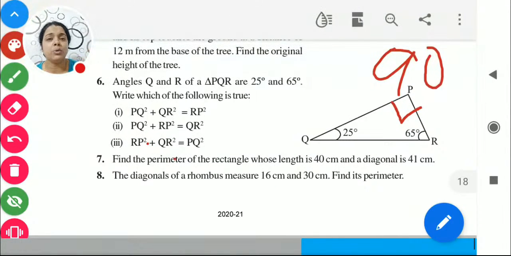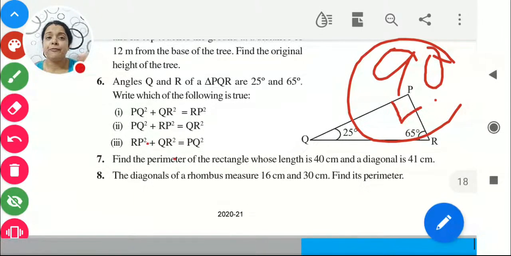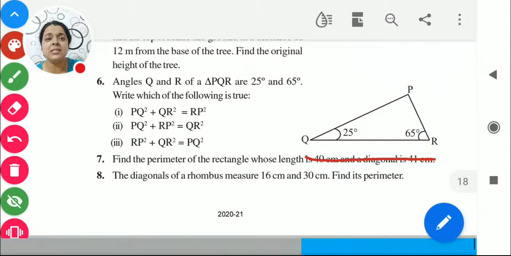So what we are talking about: the Pythagoras theorem applies when one angle is 90 degrees. We can easily say that it is a right-angle triangle, and when it is a right-angle triangle, it follows the Pythagoras theorem. So what is it? Hypotenuse is equal to, hypotenuse means QR.